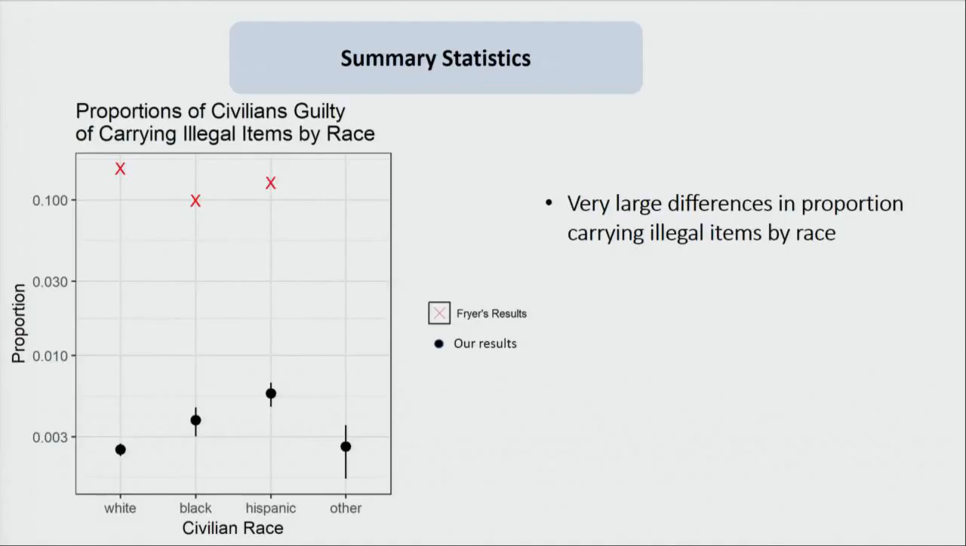So the third variable was the alternative outcomes, more specifically the proportions of civilians that were guilty of carrying any illegal items when they encountered a police officer. In this case, we are measuring all of that just by race. As you can see, the x-axis specifies which races, and the y-axis specifies the proportion. This was the largest discrepancy we encountered. And as you can see, the standard errors are more visible in this case. So here we encounter a very large difference in proportions.